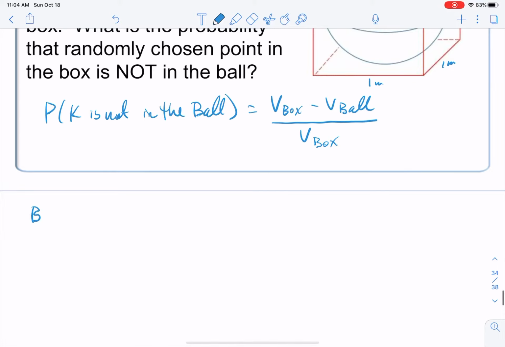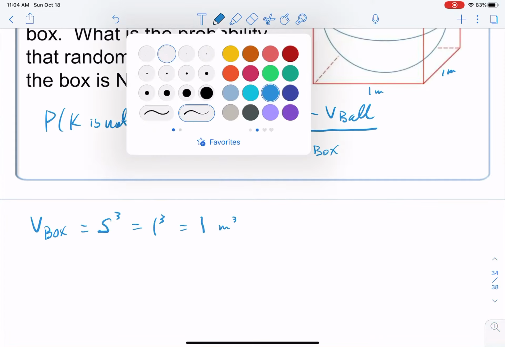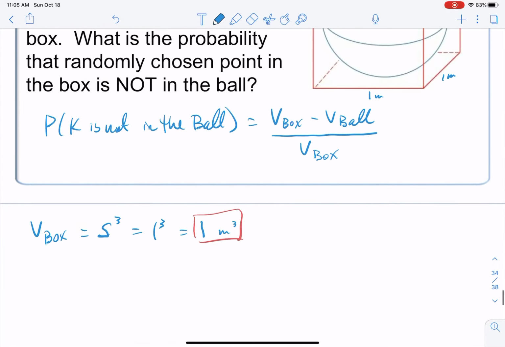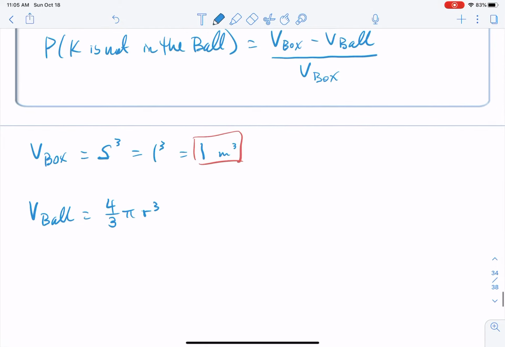Let's first find the volume of the box. Well, it is a cube. We find the volume of a cube by side cubed. 1 cubed, which is pretty much just 1 meter cubed. And let's find the volume of the ball here. Okay, it is a sphere, so we're going to use the sphere volume formula: 4/3 pi r cubed, with a radius of a half. 4/3 pi times 1/2 cubed.